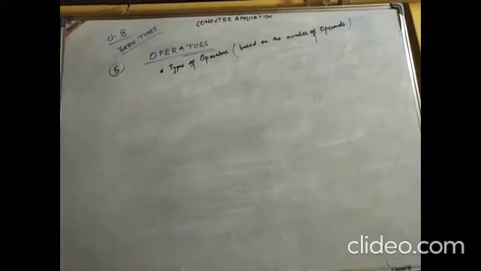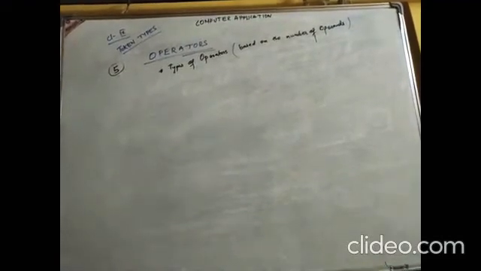So there are two ways of categorizing operators. The first way of categorizing the types of operator is based on the number of operands. Operands, remember, in the previous lecture we discussed what operands are. They were variables in an expression. So based on the number of variables in an expression, we will be categorizing the types of operator. First way of classifying it.